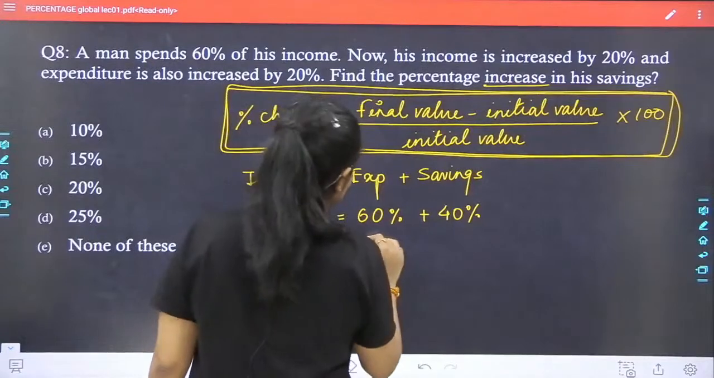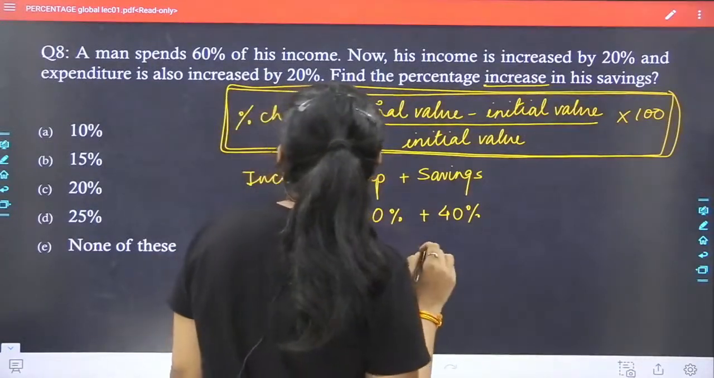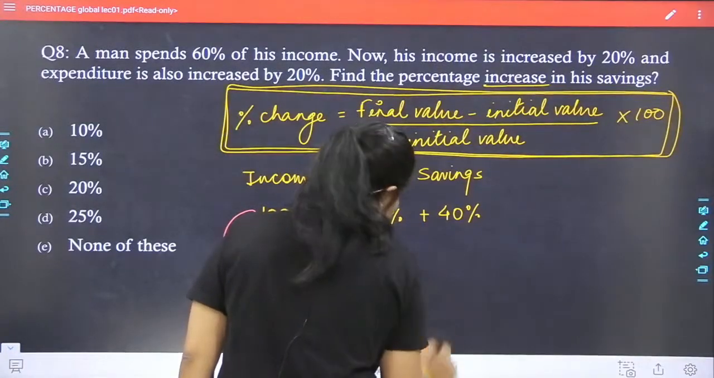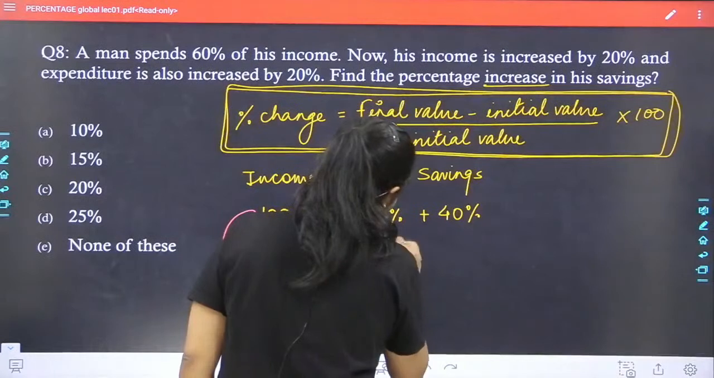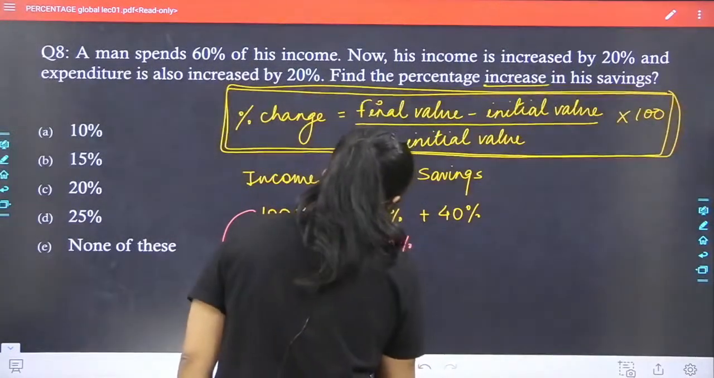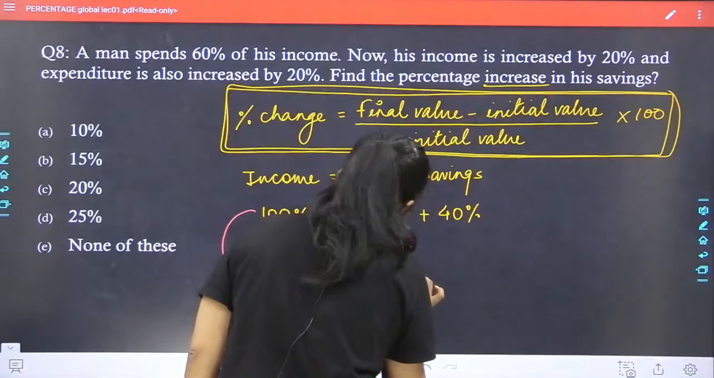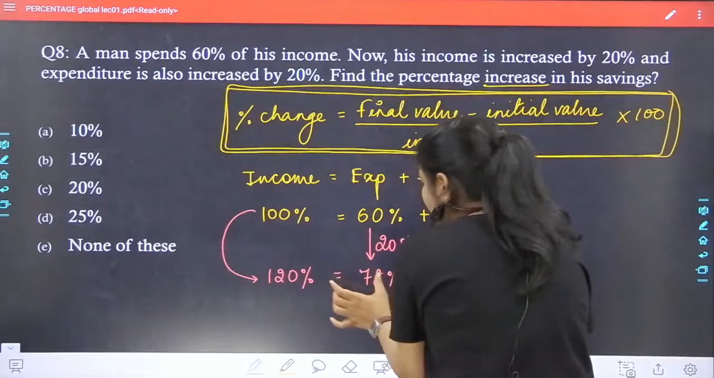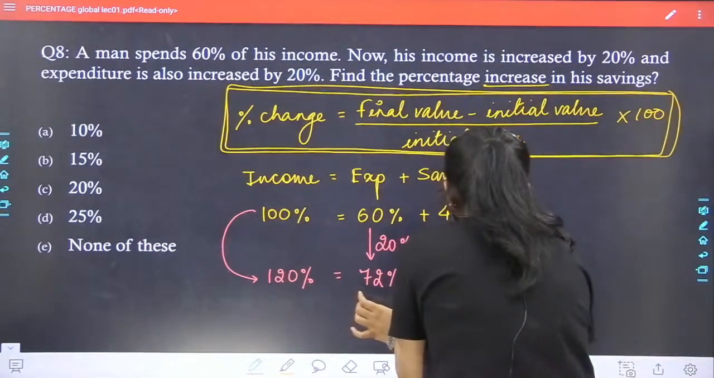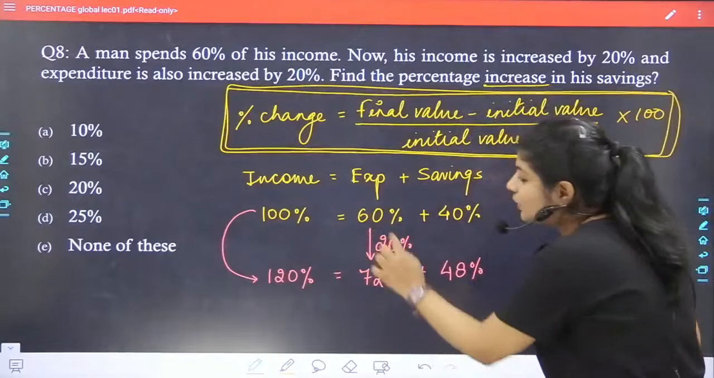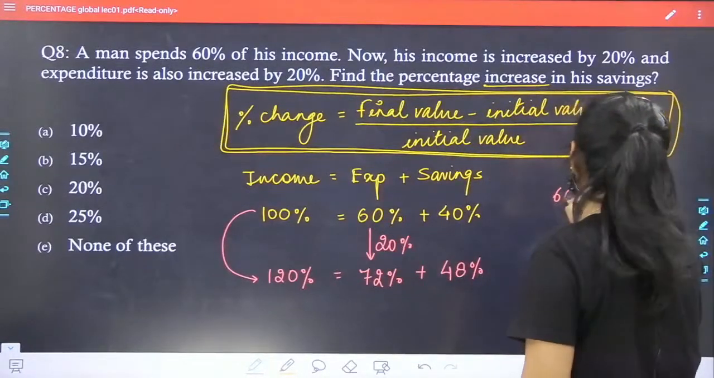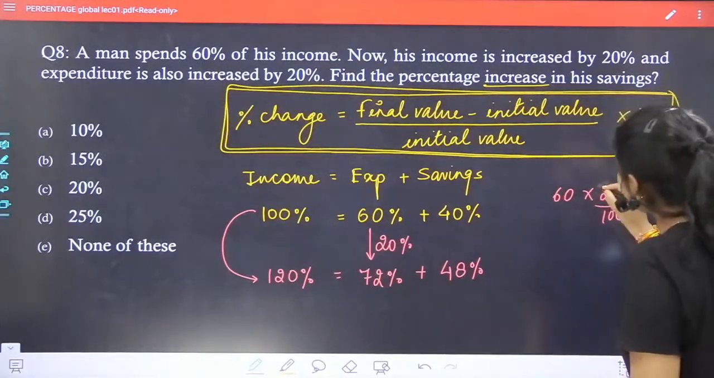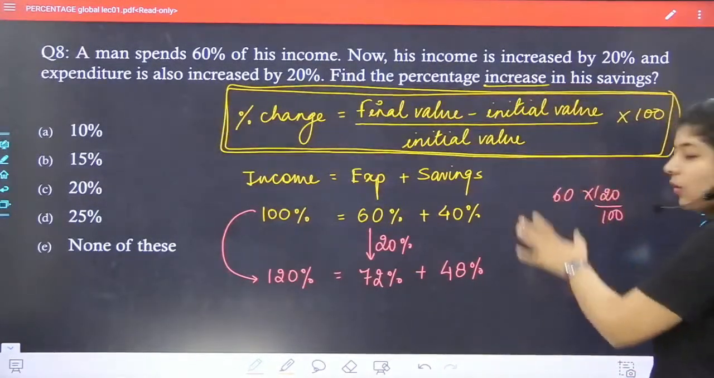That means there is an increase of 20%. That means this will become 72%, right? So the remaining part is our saving, and the remaining part will become 48%. How do I calculate the 20% of 60%? 60 into 20 by 100, or we can simply multiply it by 120 to get the whole value, right?